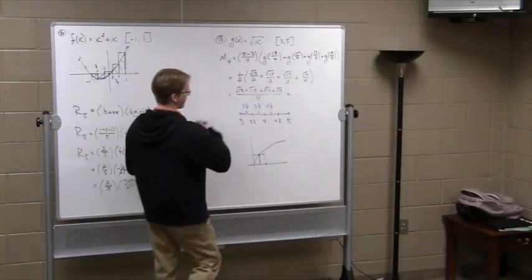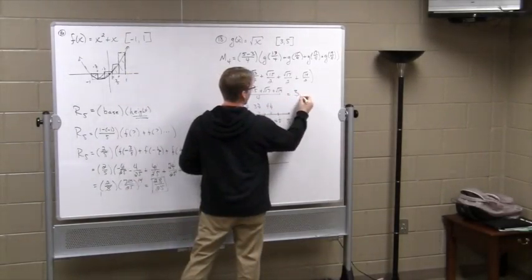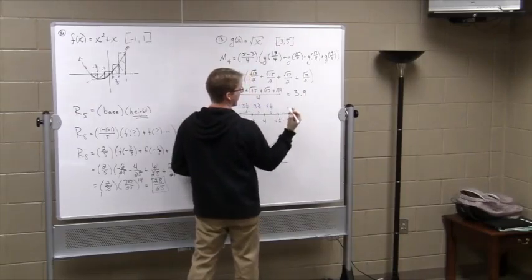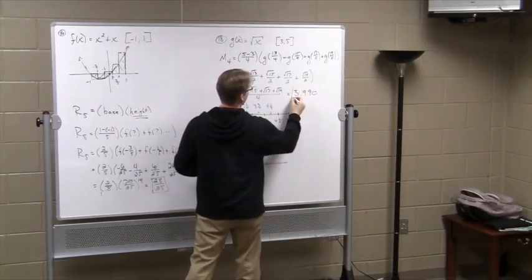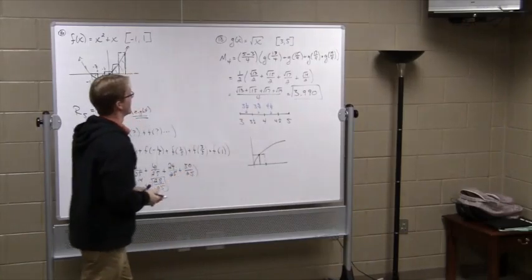What you got? 3.99. Give me 3.990. Okay. So roughly 4, give or take.